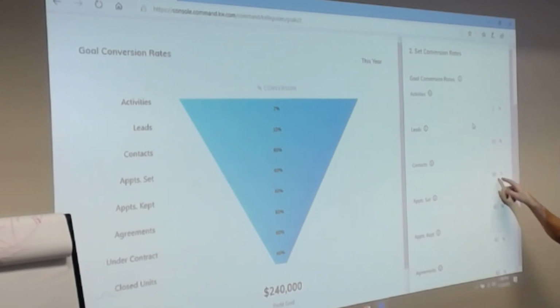So the 10% leads are the conversion of the leads. 10% of those are converted to a lead. All other activities. How many of the leads are you going to turn into an actual contact, which means you're having that two-way conversation? I would do that 60%. And then as your contacts, how many of them do you actually turn into appointments? And then from the appointment set, how many of them actually are kept?